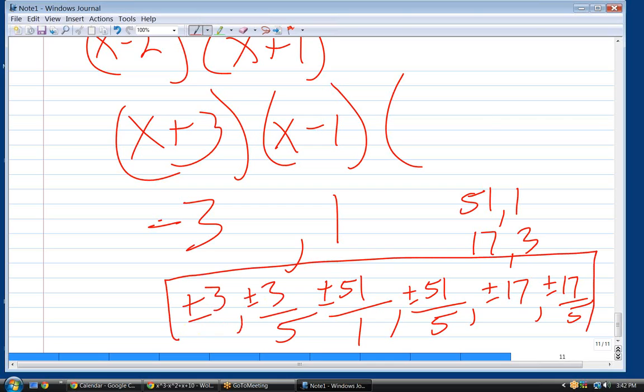Notice that all of those are rational. And 2 of them worked. The 3 worked and the 1 worked.